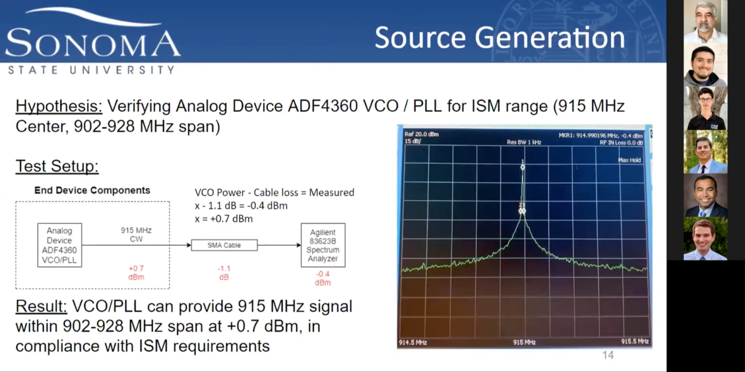To do that, we got an Analog Devices ADF4360, which is a VCO that can generate 915 megahertz. We did a test, and we were able to find out that we were able to comply with this signal span and with a power of about 1 dB, which is within the ISM band. And then the next part is we can amplify that up to get a higher signal.